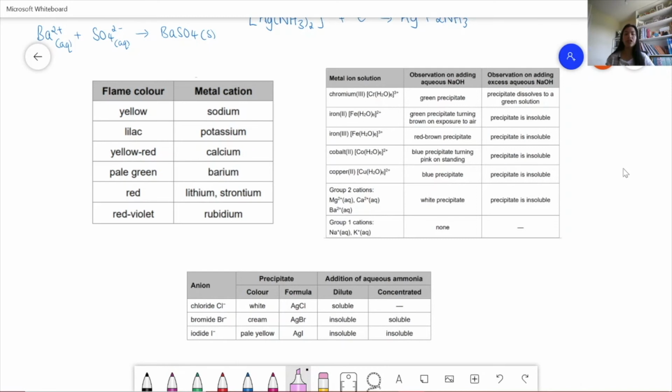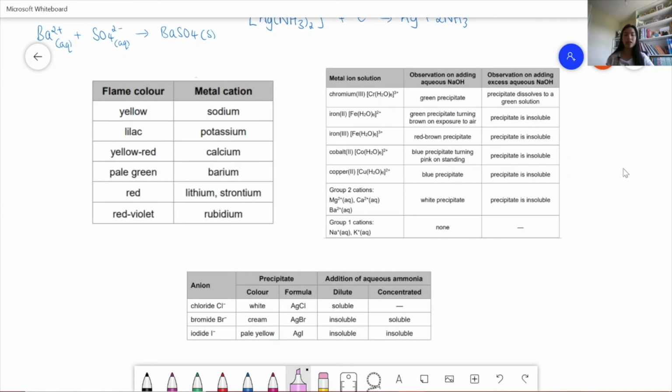And so for Fe2+, we then have a green precipitate when we add aqueous sodium hydroxide, and it turns a bit brown on exposure to air because it goes through oxidation. And then after adding an excess of aqueous sodium hydroxide, the precipitate is insoluble, so nothing actually happens. And then we have iron 3+, and then cobalt, and then copper 2+. So if you can't remember any of these results, then please go back to the transition metals video to have a look.